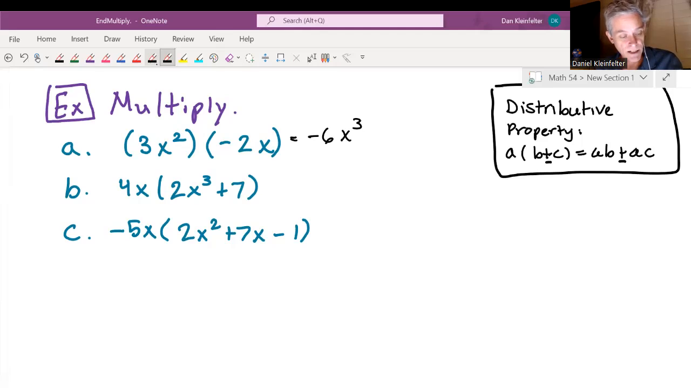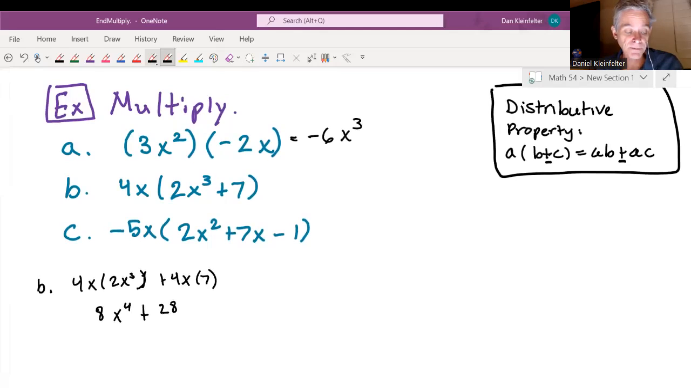Okay, let's do B down here. 4x times 2x cubed plus 4x times 7. We're multiplying 4x times 2x cubed. 4 times 2 gives 8. And x times x cubed gives x to the fourth power. Next term, 4x times 7 will be 28x. Okay, and that will be it.